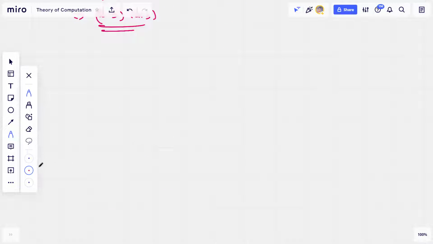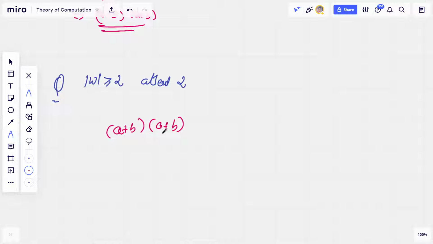Cool. Let's see one more question on it. Strings of length at least 2, that is, mod W greater than or equal to 2. At least 2, so what do I want? I want strings of length at least 2. So A plus B, that is A or B followed by A or B, represents the set of strings of length 2.